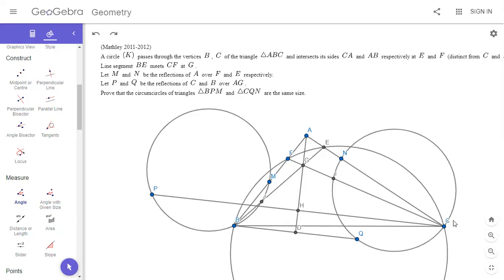I feel like we're close. I mean, yeah, if A has the same power with respect to both circles, we want to show A is the same distance from the centers of the two circles. There are so many equivalent ways of thinking about this problem, so it makes it tricky.